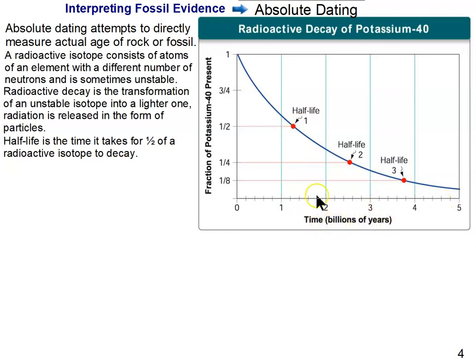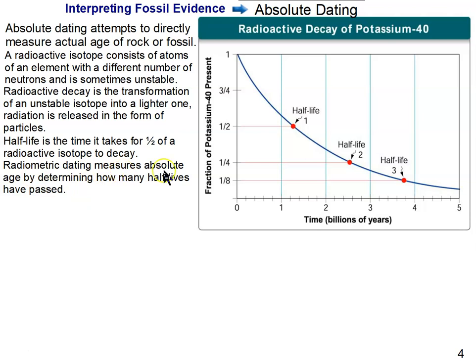So for any sample or amount of potassium-40, it takes about 1.2 billion years for half of it to turn into argon, to radioactively decay into argon. It takes another 1.2 billion years, approximately, for another half of it to decay. So every 1.2 billion years, another half has decayed into argon. That's half-life.